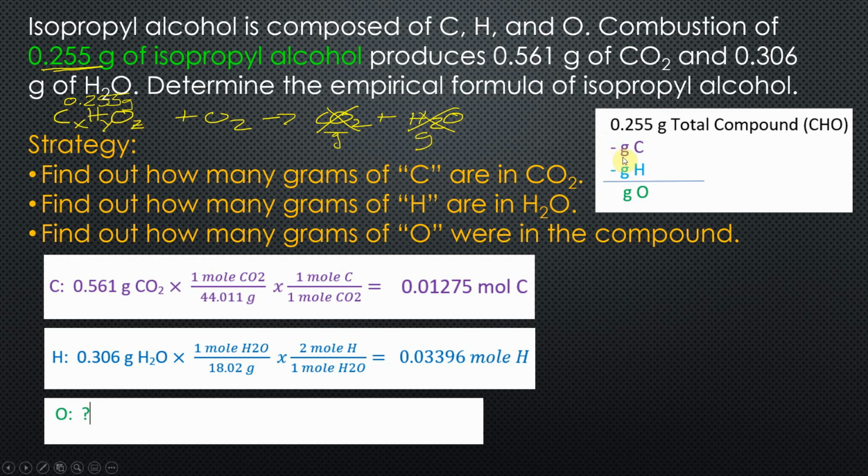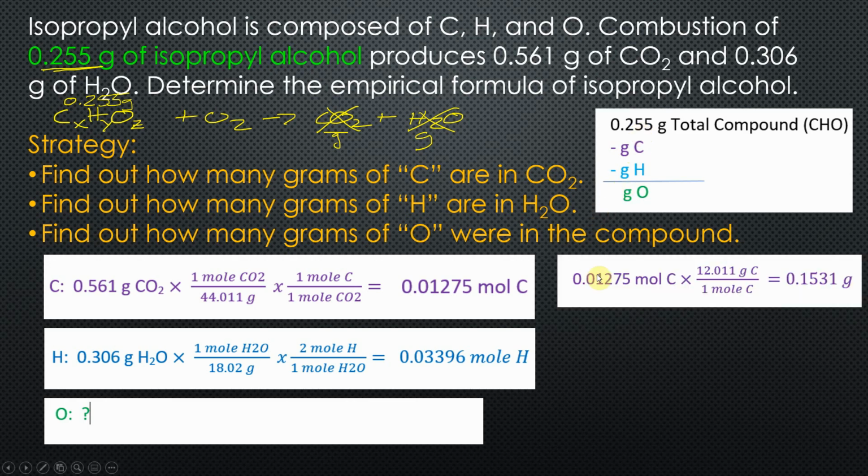And it would be pretty easy for us to figure out the mass of carbon in it and the mass of hydrogen in it because we already know their mole amounts. So all we've got to do is take the mole amounts of each one of these, convert them to grams, put them in here, and subtract them from the mass of the total compound. So let's do that. There's my mole amount. I've converted it to grams, and 0.15 grams out of 0.255 was carbon. More than half of the mass of the compound was carbon.